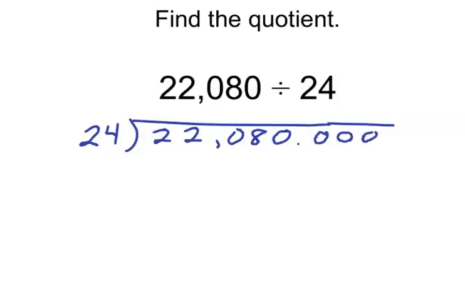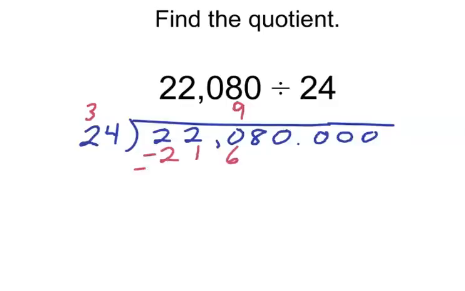All right, so how many times does 24 go into 2? It doesn't. How many times does 24 go into 22? It still doesn't. How many times does 24 go into 220? Well, that's almost 10 times, so I would say probably 9 then. Let's see if that works. 9 times 4 is 36. Okay, 9 times 2 is 18, plus 3 more is 21.